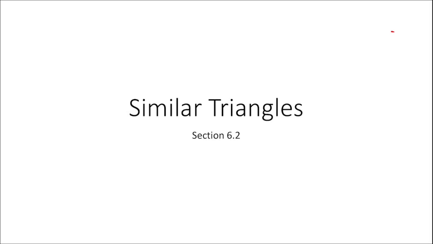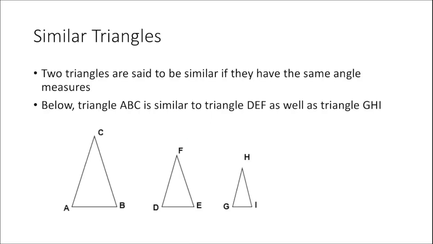Okay, our final unit, we are going to talk about similar triangles. That's section 6.2. We skipped 6.1. Similar triangles, what does it mean to be similar? We all know what a triangle is. Something with three sides, a polygon with three sides and three angles. But what does it mean for triangles to be similar?